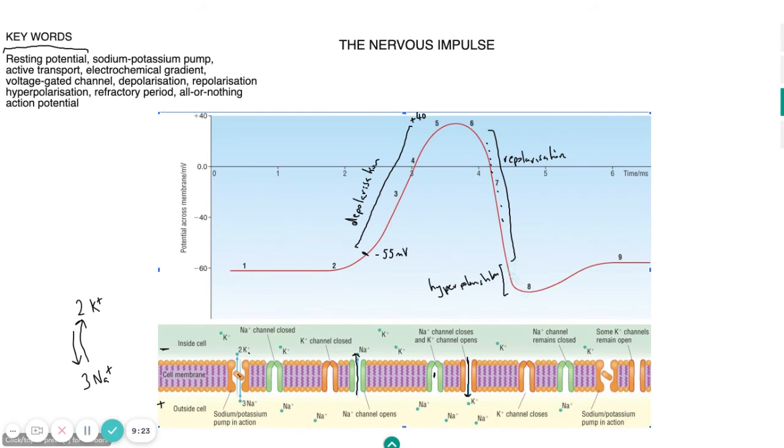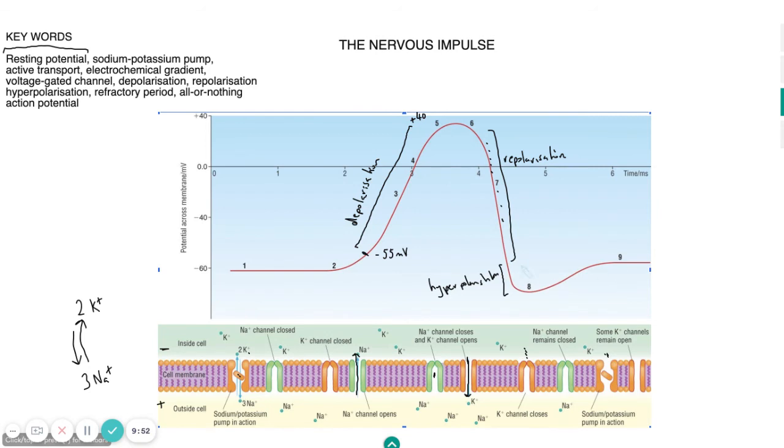So you can see once it's gone below the original resting potential, the potassium channel has now closed. It's closed there. The sodium channel is closed. So the only way now we can return it back to this original voltage, which is the resting potential, the sodium potassium pump is now being activated, and we start from the very beginning.